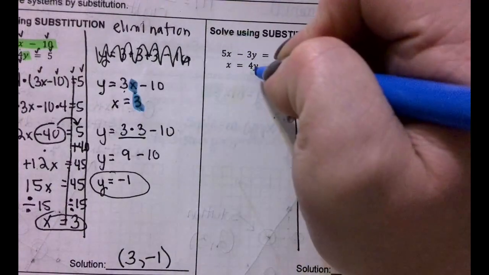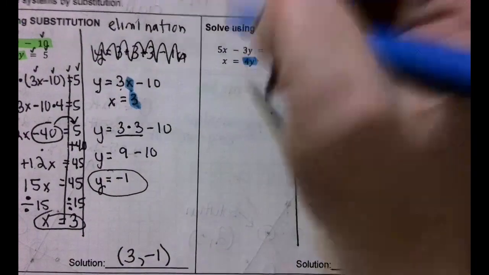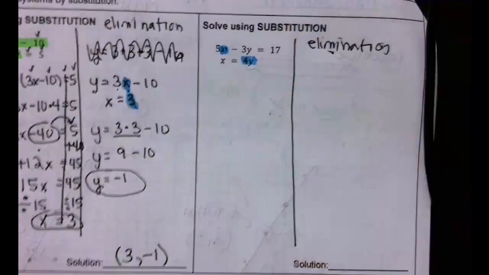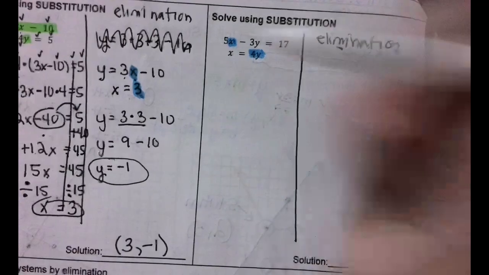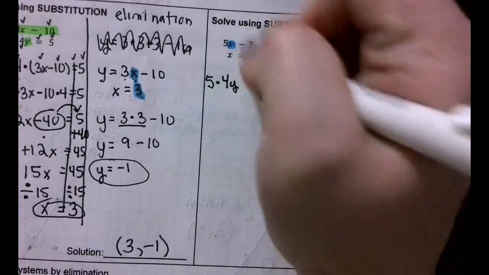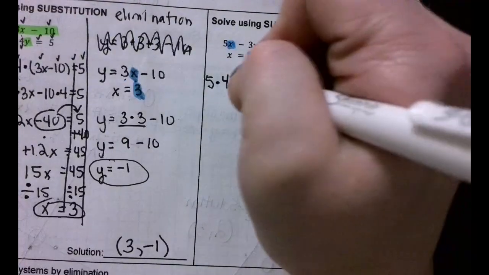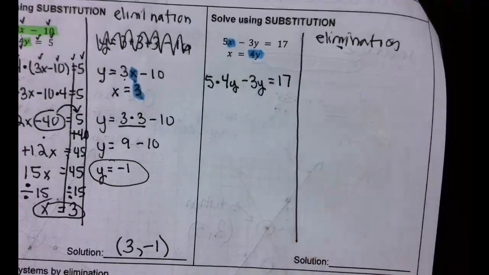It's saying that x is 4y. So since it's telling us exactly what x is, we can put that 4y in the x spot. So if x is 4y, then that means that I can take the 4y and put it where the x is in the top equation. So substitution means that you can substitute out one of the letters to get rid of it.